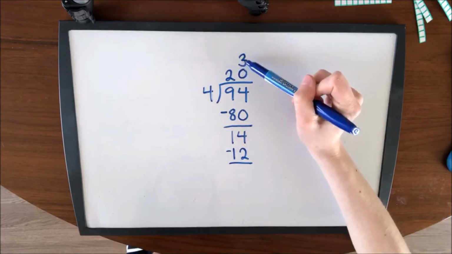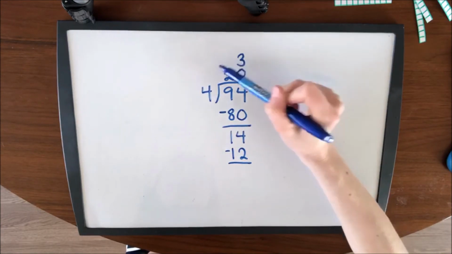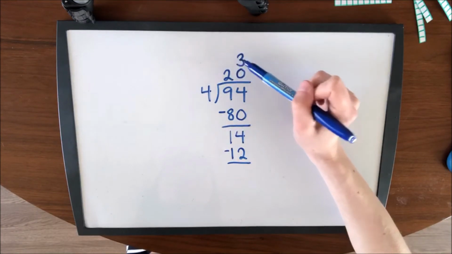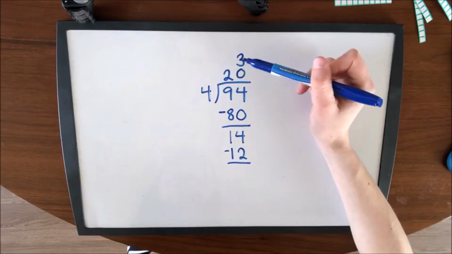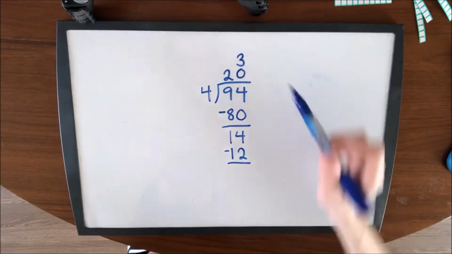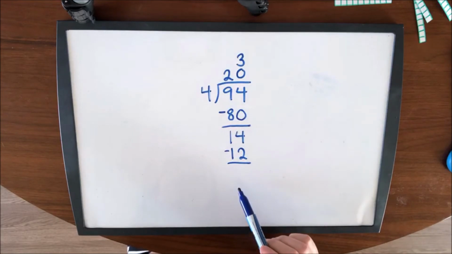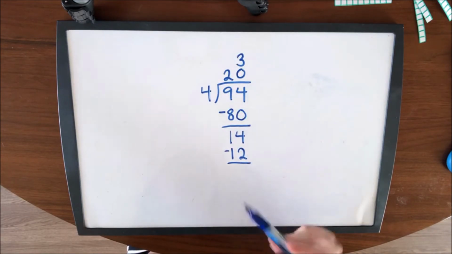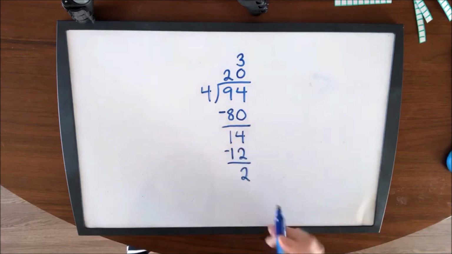Now it's important to remember to put your 3 in the correct spot. My 3 wouldn't go above my 2 because my 3 doesn't mean 30. My 3 is in the ones column. So that's why I'm putting it here, above this 0 from earlier. And now I want to see how much I have left over. So 14 minus 12 equals 2.